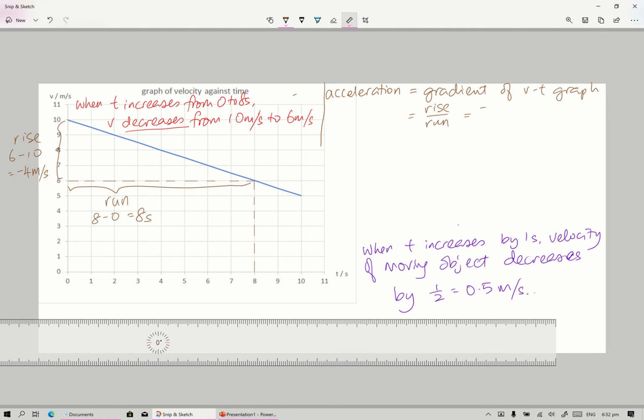And your rise over run is actually minus 4 over 8. So that's meters per second over seconds. So what you get is minus 0.5 meter per second squared. Alright? You see, your velocity decreases from 10 meters per second to 6 meters per second. And now, you found that your gradient is negative. Your acceleration is also negative.